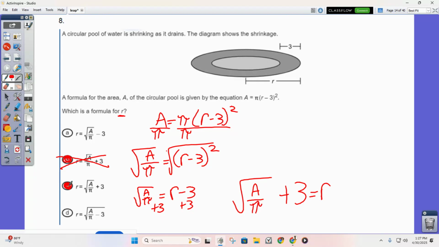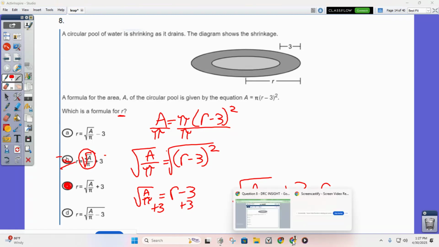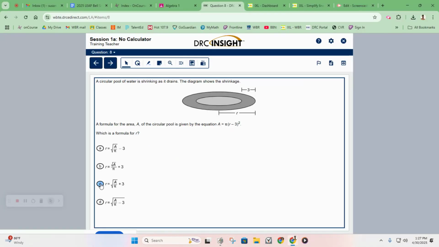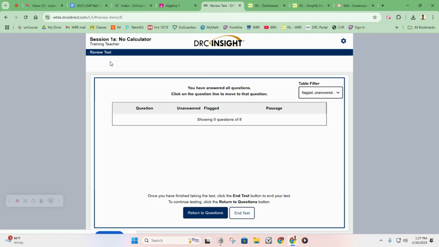Just so you are aware, the reason it's not this one here is because that radical should be over the pi as well. That's why C is the correct answer. And that is the test.